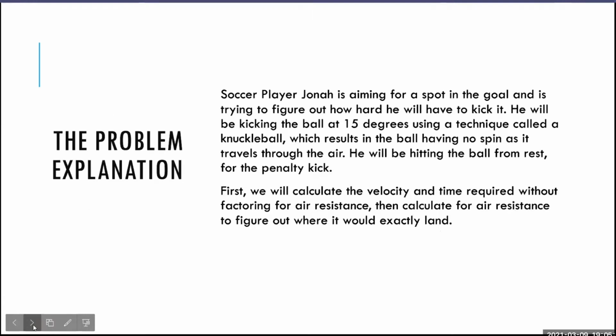Next slide, please. All right, so our soccer player, Jonah, is aiming for a spot in the goal and is trying to figure out how hard he will have to kick it. He will be kicking the ball at 15 degrees using a technique called the knuckleball, which results in the ball having no spin as it travels through the air. He will be hitting the ball from rest for the penalty kick. First, we will calculate the velocity and time required without factoring for air resistance. Then calculate for air resistance to figure out where it should exactly land.